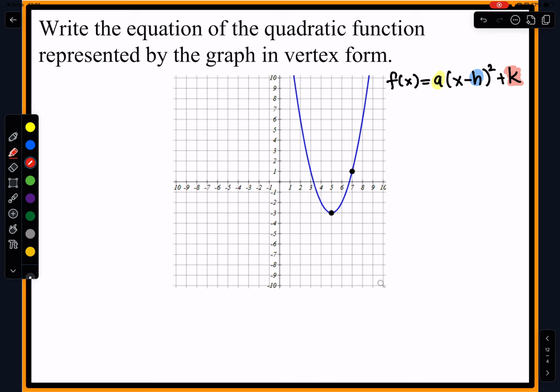Now we could immediately find the values of h and k because that represents the horizontal and vertical shift. So from the origin, as you see, we're shifting this graph 5 units to the right and 3 units down. So that means that the vertex is at positive 5, negative 3. So those are going to be the values of h and k. So we have that part already filled out.